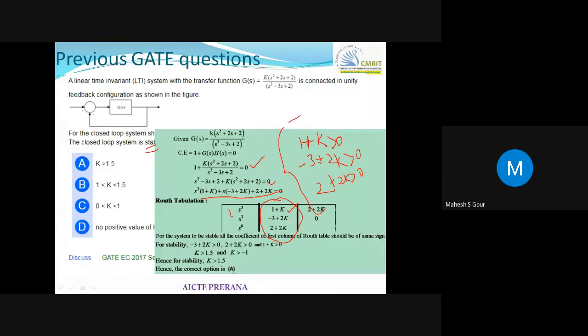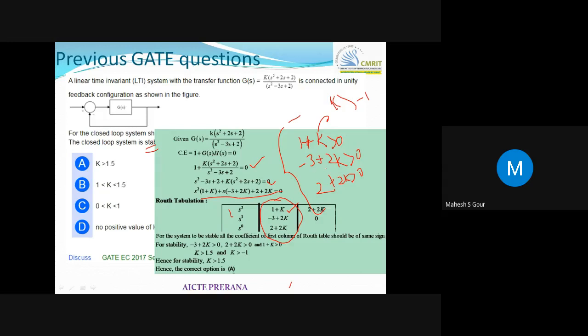In the first condition, you will get that k must be greater than -1, correct? See, if I put k as -1, it will become 0. If I put k as -2, it will become less than 0. So k should be greater than -1. Agreed? First condition. Any doubts here?